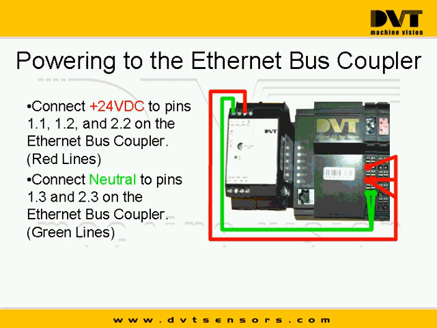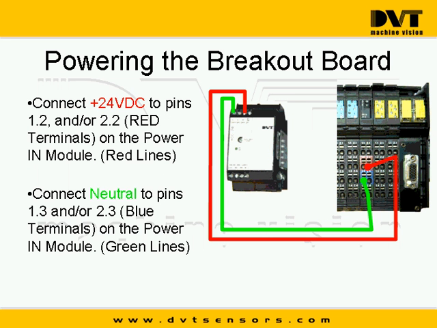The other portion of power that you have to supply is the other portion that goes to the breakout board. Take a look. You take the same 24 volt power supply, perfectly legal to do this, and you want to connect it to, the 24 volts should go to 1.2 and or 2.2 depending on the power that you need for that breakout board. The other connections are made to neutral at 1.3 and on 2.3 depending on what connections you made to the power that are needed.